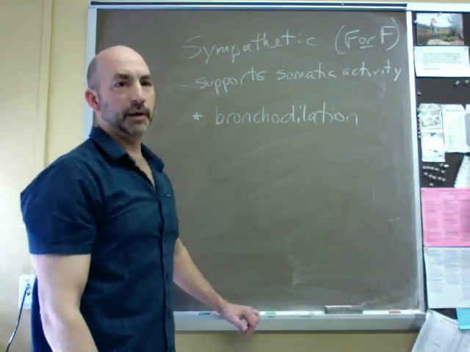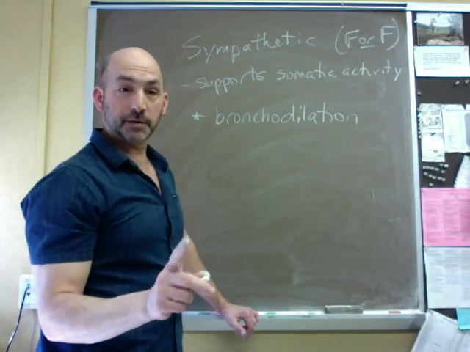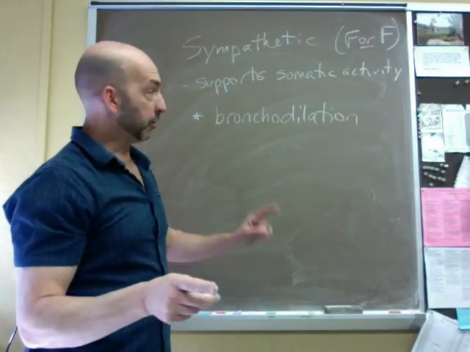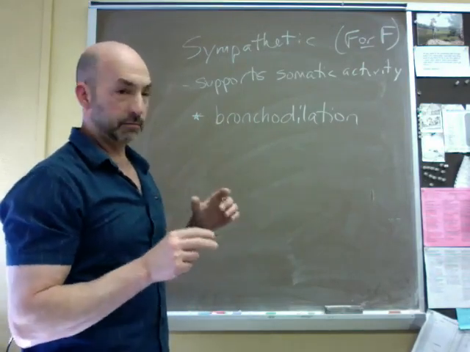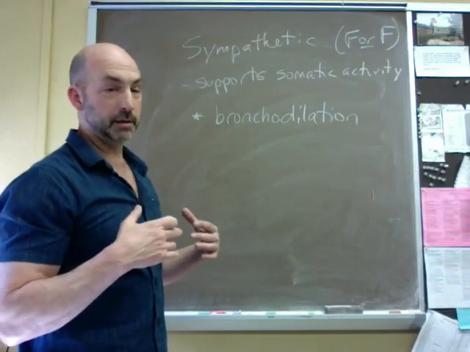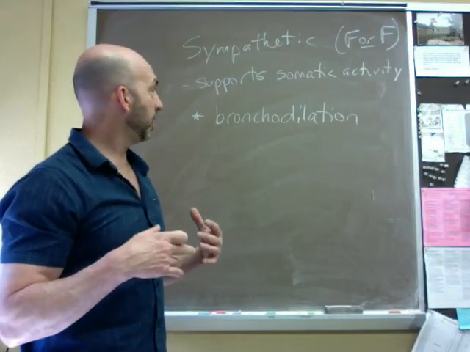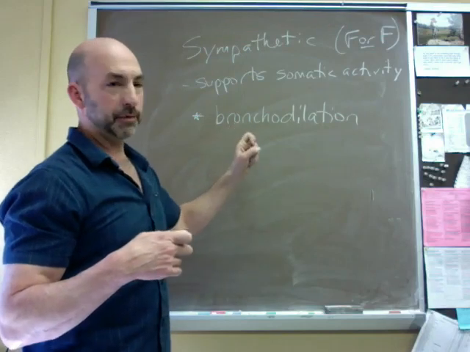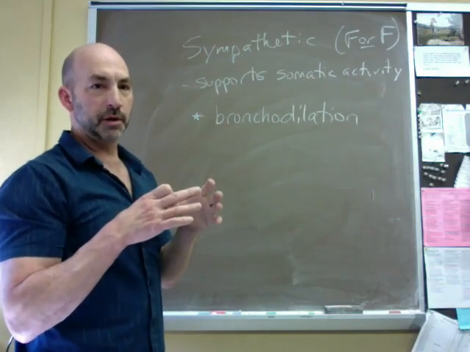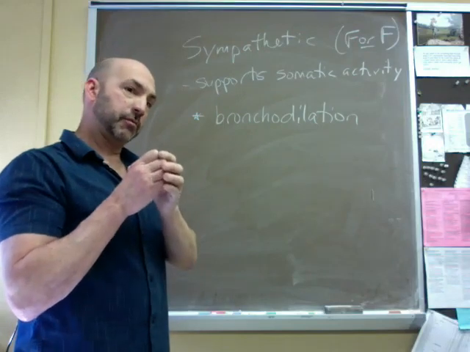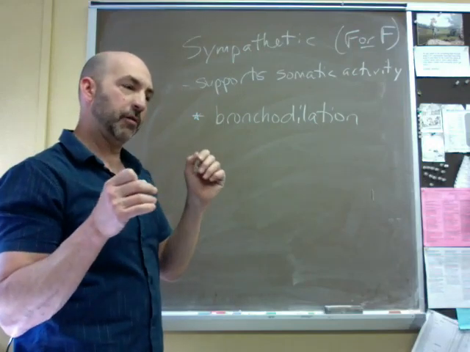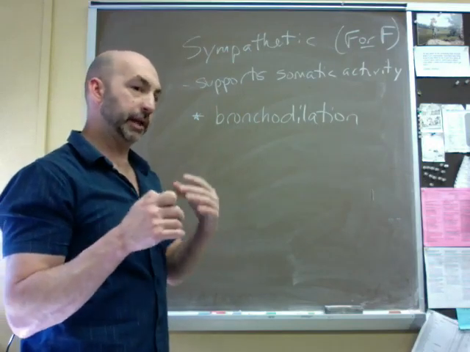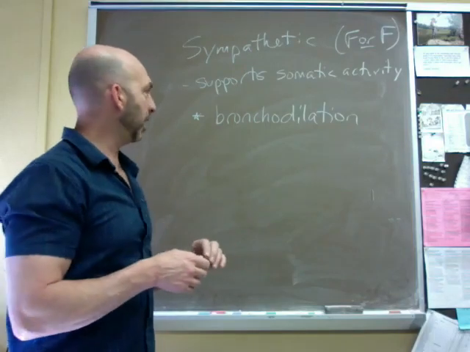bronchodilation. Smooth muscle is one of the targets. Smooth muscle in the walls of hollow organs. The respiratory tree in the lungs is a hollow structure, and smooth muscle found there in the bronchioles can relax and open up those bronchioles. So when we exercise, the bronchioles relax and open up, reducing the resistance to airflow and increasing oxygen uptake as we breathe.